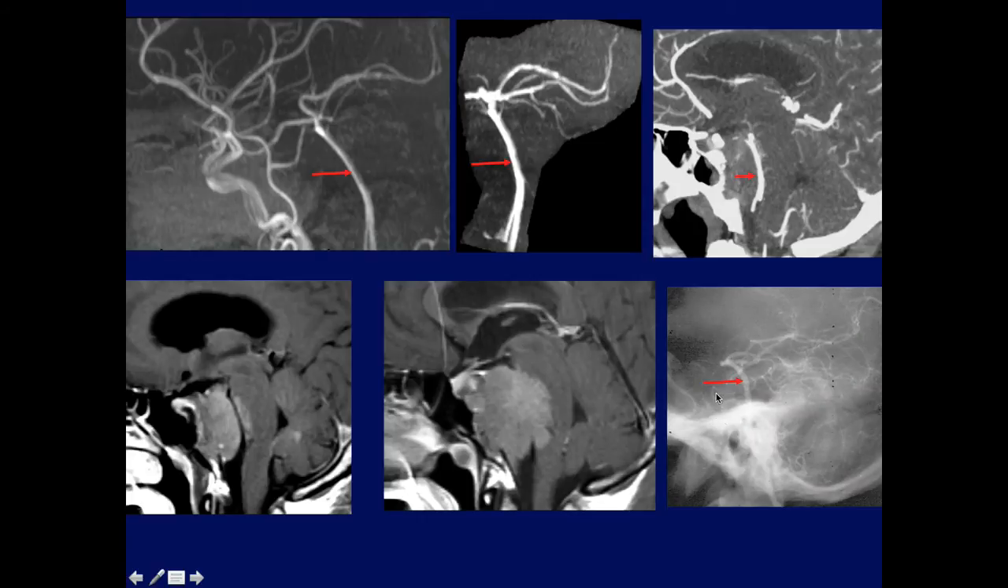I want to point out, in the old days, prior to CT, when we used to do angiograms, you can see again, this was a classic sign of a tumor in front of the basilar that is arising from the clivus or in the prepontine cistern. A very classic sign, similar to what we see here on the MRA and the CTA. Large lesion arising from the clivus.